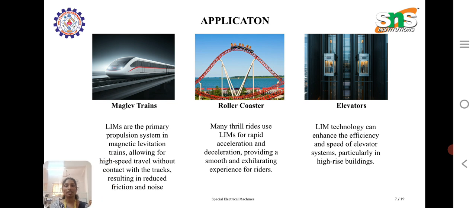Coming to applications of linear induction motor, maglev trains, roller coasters and elevators are the main three applications. Linear induction motors are the primary propulsion system in magnetic levitation trains, allowing high speed travel without contact with the tracks, resulting in reduced friction and noise. Coming to roller coasters, many thrill rides use linear induction motors for rapid acceleration. We all would have experienced a roller coaster, in which they are using linear induction motors. Coming to elevators, linear induction motor technology can enhance the efficiency and speed of elevator systems, particularly in high-rise buildings.